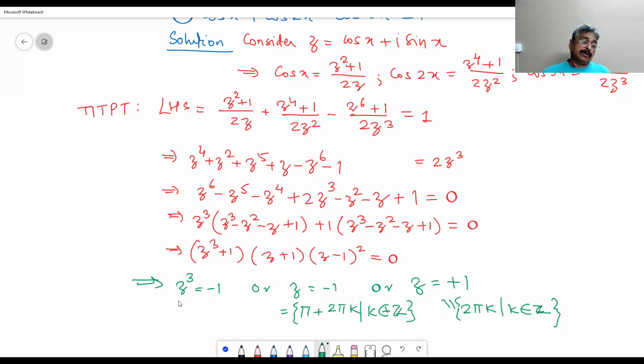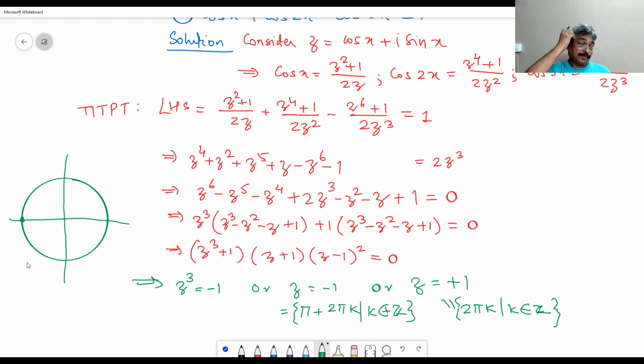Okay, and now let us look at this. What are the roots of z cube is equal to minus 1? So this is your minus 1, and the cube roots of minus 1 can be minus omega and minus omega square, and their corresponding multiples. Therefore, the solution set of this can be generalized and written as (2k plus 1) upon 3 times pi, where k belongs to Z.